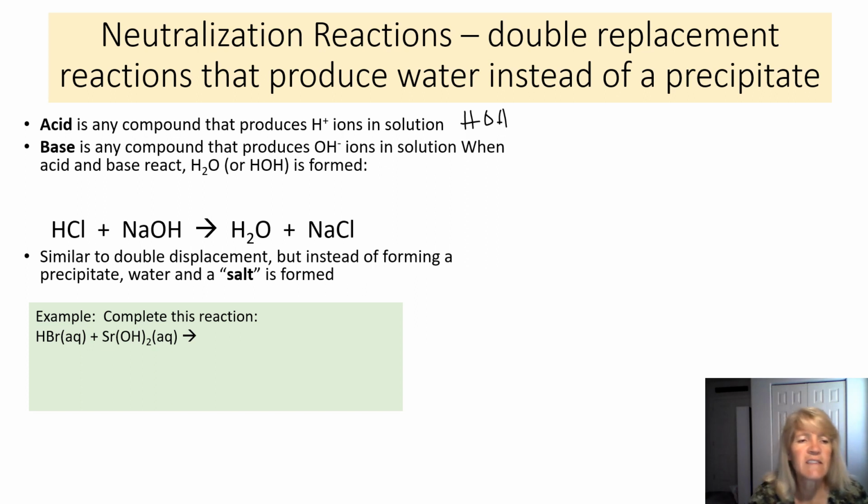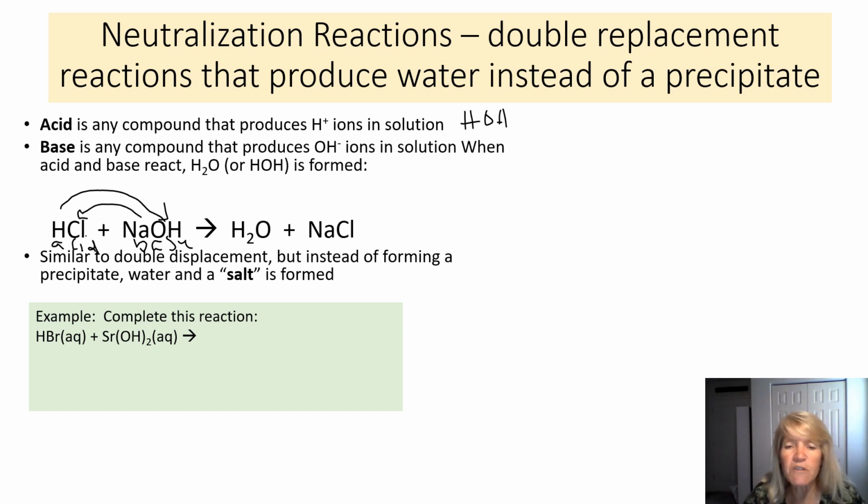So look at this example. We have HCl and NaOH. Well, this is our acid, and this is our base. So we have an acid and a base. It's going to work just like double replacement. The H is going to go with the OH, forming HOH or H2O, water. And then the Na is going with the Cl to make NaCl.